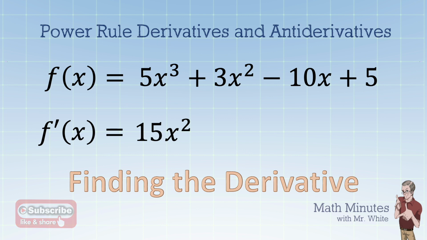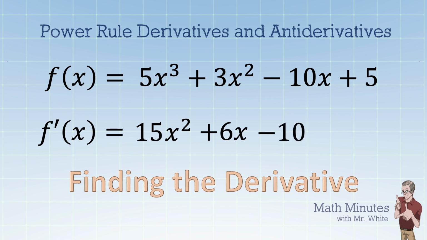Now on the second term, we do the same thing. We throw that 2 out front. 2 times 3 is 6. Reduce the exponent by 1, we get 6x. And then on the third term, we've got -10x. So the derivative of that would just be the constant -10, and the derivative of +5 is just 0, so we're done. That is the derivative of that original function f.